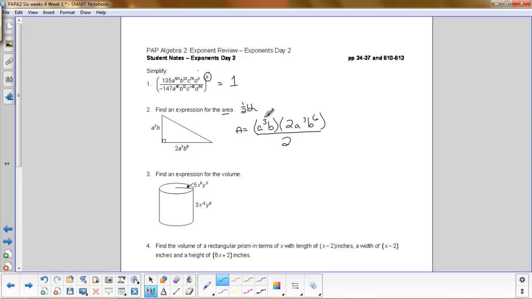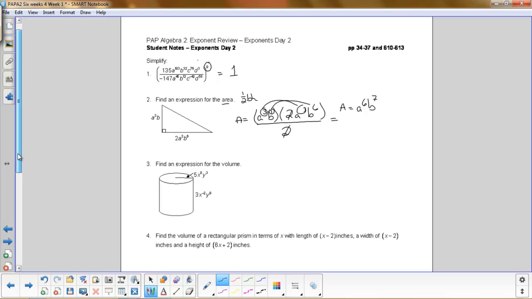We'll start by simplifying our a's, and that becomes a to the sixth. We'll continue by simplifying our b's, that's a 1, and 6 is 7, b to the 7th, and we will finish by simplifying our numbers, and the area is a to the 6th, b to the 7th power.